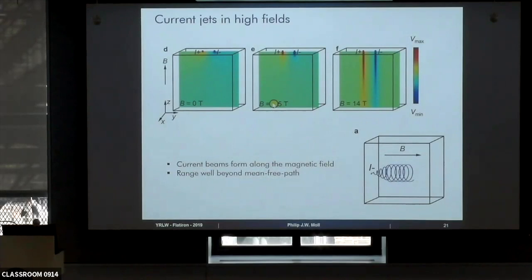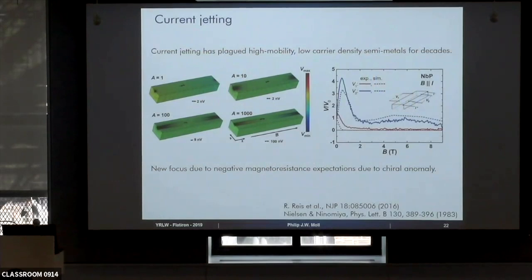You can compute now what happens. You have two point-like current injections here, and then you increase the magnetic field, and now your initially local thing will become completely delocalized for absolutely classical reasons. These are not topological reasons, but non-topological. Of course, we're not the first to point this out. Current jetting has plagued this field for the last 50 years. It will probably plague it for the next 50 years as well.